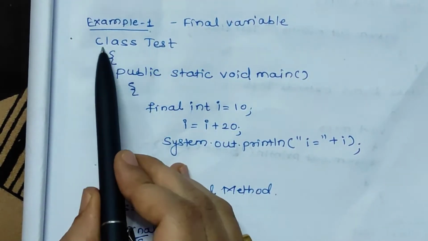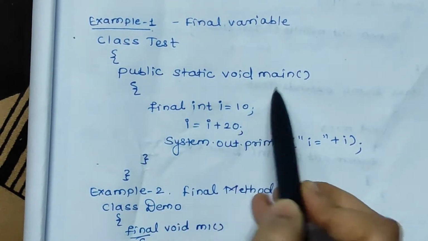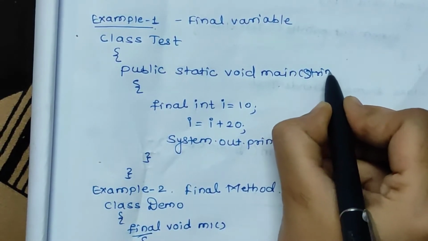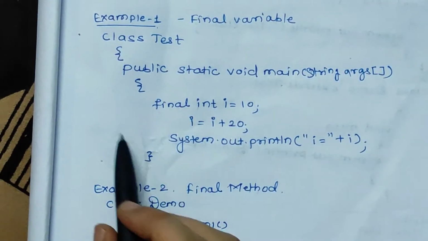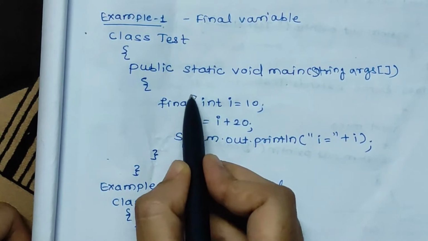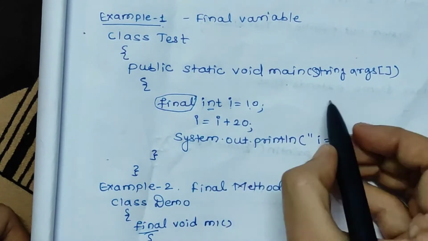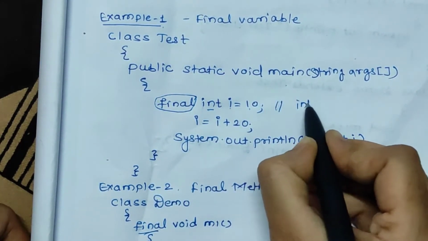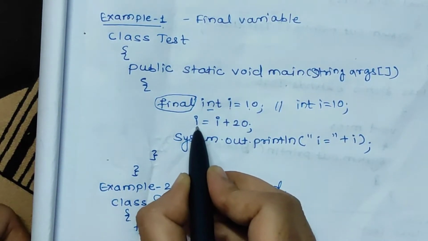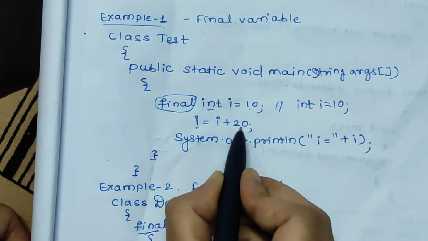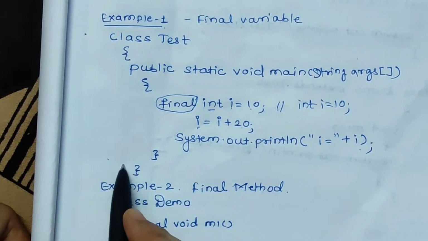Suppose this is a simple class. The name of the class is Test and this is the public static void main method. Here it requires String args, that is, string arguments. Now suppose I am defining a simple integer i equal to 10. In the next statement, I am incrementing the value of i, that is i equal to i plus 20, and I am displaying the result. So for this simple program you will get the output.